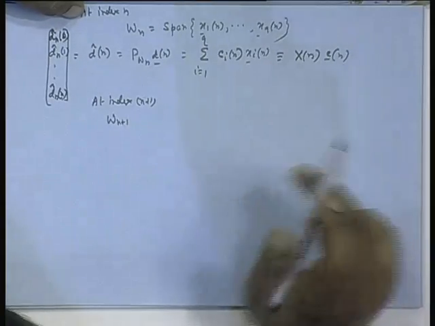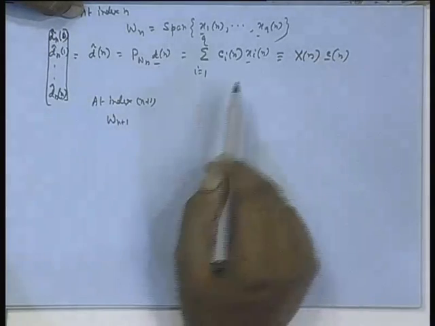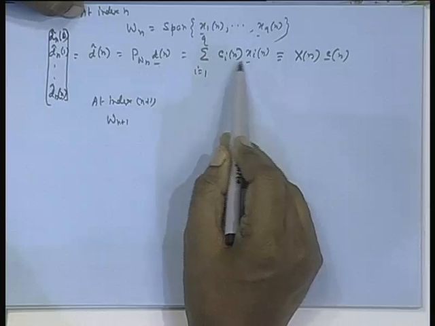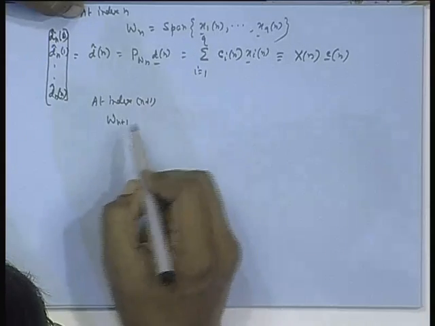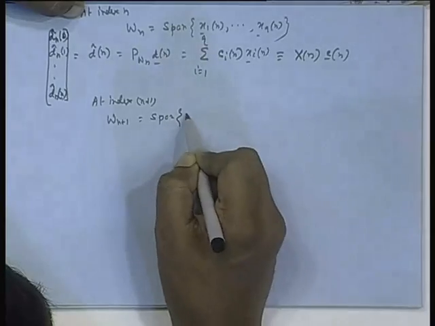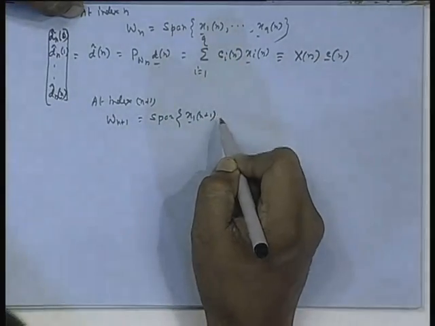Okay, that's fine. But suppose at index n plus 1 you want to do the same thing to obtain the better estimate C i n plus 1. That means what you have to do is this: that time your entire thing will be the span of, all vectors are of length n plus 2 now.